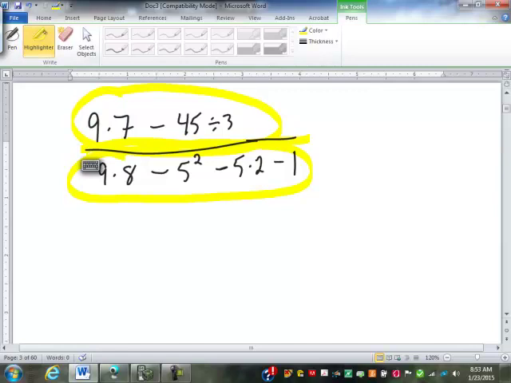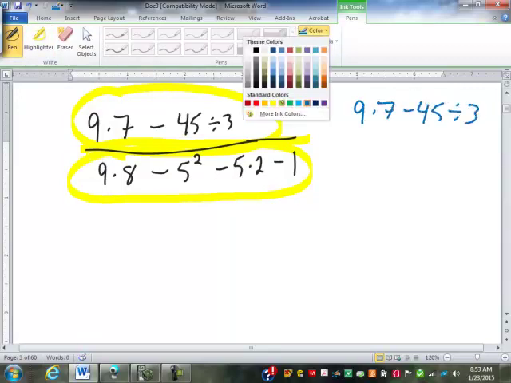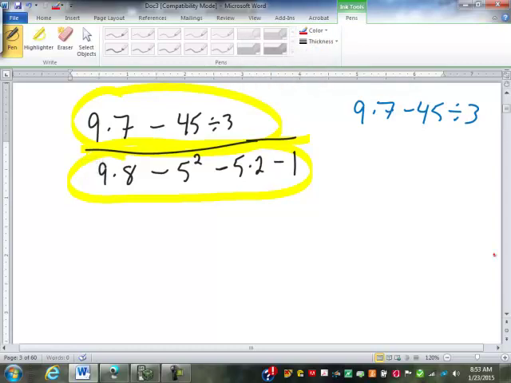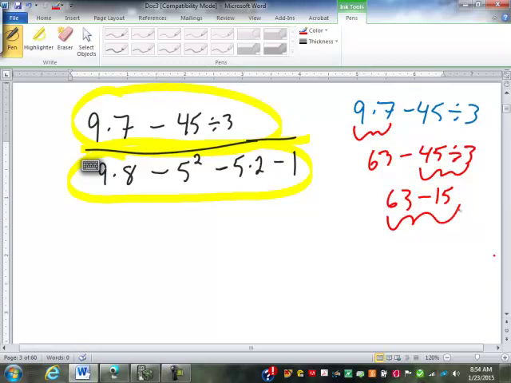So we're going to start out doing the top of this one. So on top we have 9 times 7 minus 45 divided by 3. What do we have to do there first? 9 times 7 is 63. And then divide. 45 divided by 3 is 15. And finally, 63 minus 15 is 48. So that's the top.